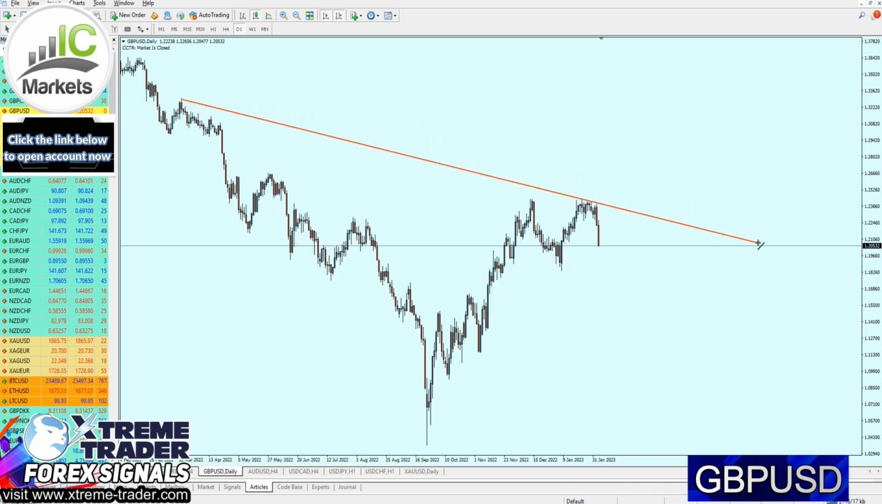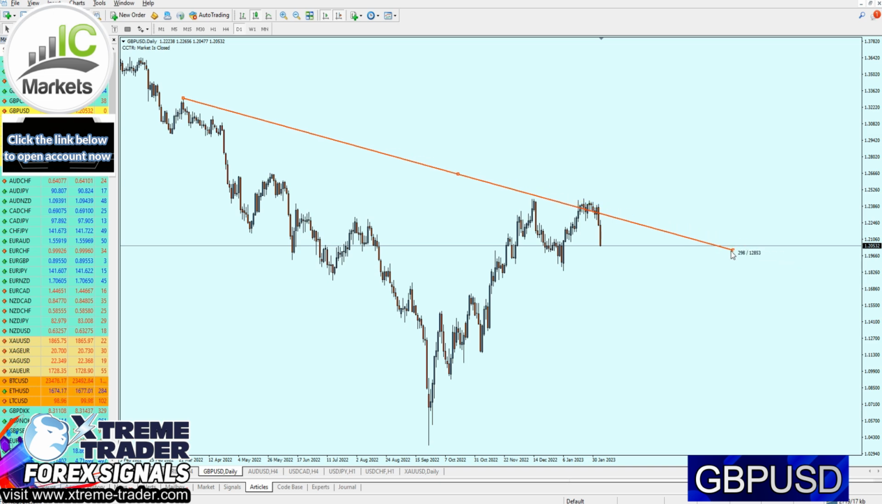So as we can see right here, what I'm going to do is simply draw a resistance trend line from this lower high to this lower low. Lower low, of course, and now what we can do next is simply just like that place the resistance trend lines, and check this out.